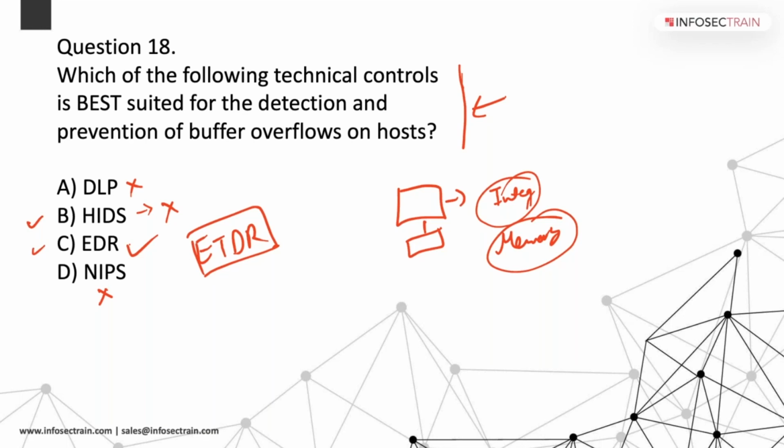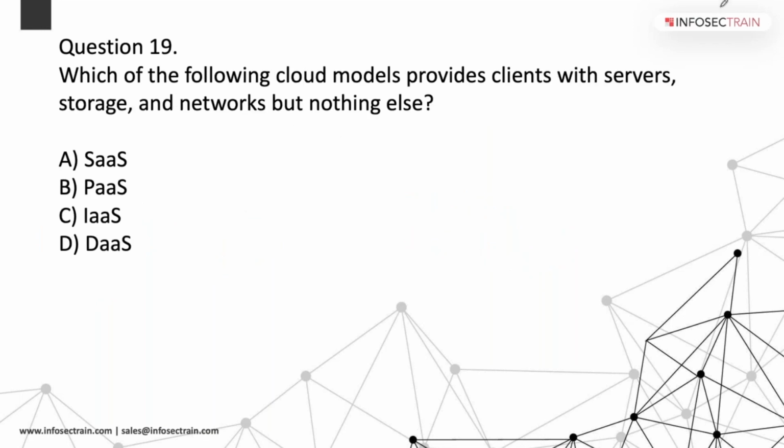Okay, and now let's move to the cloud a bit as well. In the cloud, which of the following cloud models provides the client with server, storage, and networking, but nothing else?